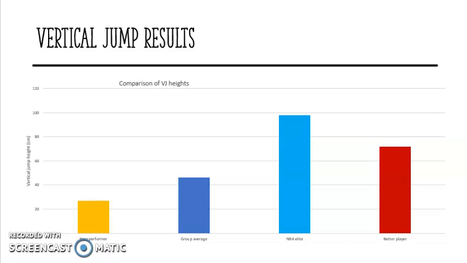They can work on this through plyometric training and other ways of training, but this shows us that they need to improve to be up with the group average. This shows that force and power production is one of their weaker parts of the exercise.